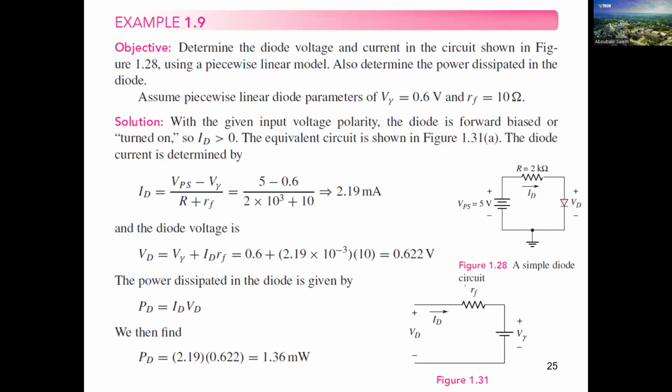We have here an example. Let's see this example together, guys. In this example, we need to determine the diode voltage and current in the circuit shown in figure 1.28. So the same figure again: a 5 volt supply, 2 kilo ohms, and we have the ID here.